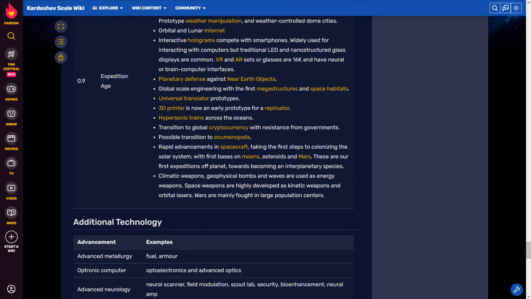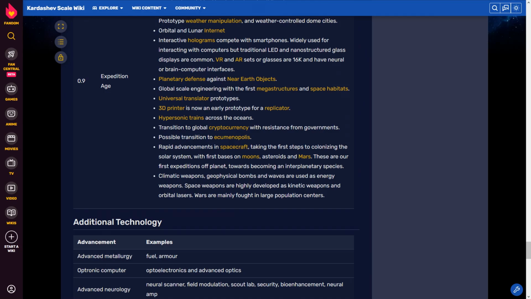Hypersonic trains across the oceans. Transition to global cryptocurrency with resistance from governments. Possible transition to Ecumenopolis? I don't know how to say that. Rapid advancements in spacecraft, taking the first steps towards colonizing the solar system, with first bases on moons, asteroids, and Mars. These are our first expeditions off planet towards becoming an interplanetary species.